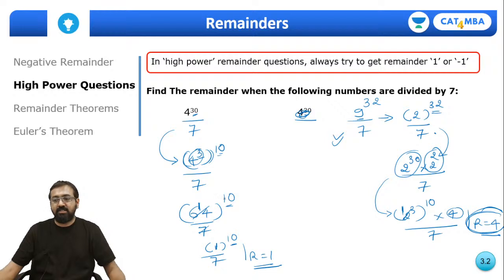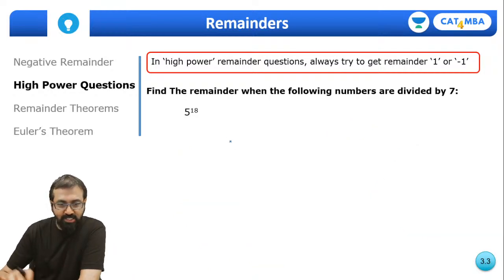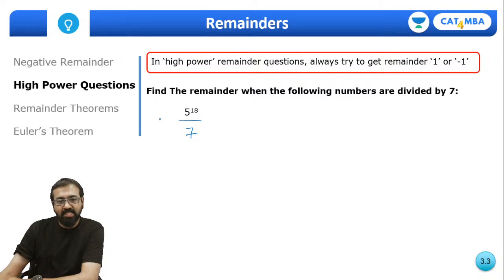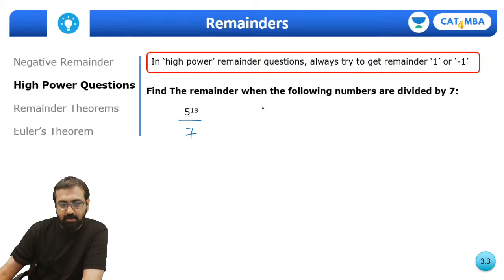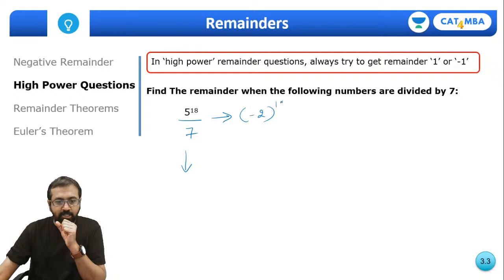Okay, fine guys. Great, let's look at a few more questions. Again, find the remainder when you divide this one by 7. Isn't this a simple question? Because 5 divided by 7, we can straight away write down -2 as a remainder if we want. There are 2 ways to solve this question. We'll take 2 different approaches. So 5 divided by 7, 5 is 2 less than 7, so -2 is the remainder, and we have -2 raised to 18.